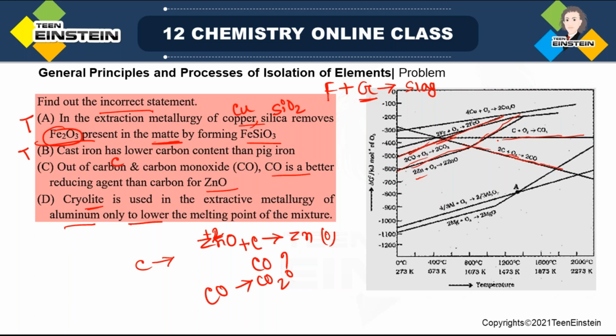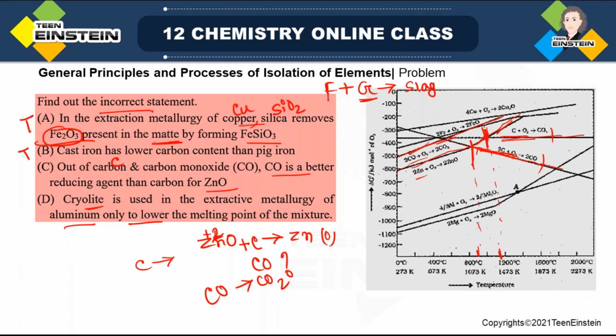Now see the line for carbon after these two temperatures. Here it is below the line of Zn, and if you consider the other line, when carbon is converted to carbon dioxide, above this temperature, around 800, the line of C to CO2 is below the line of Zn. So basically the line of carbon is below Zn, whether it is converted to CO or CO2. In both cases it is below Zn, particularly after these two temperatures.